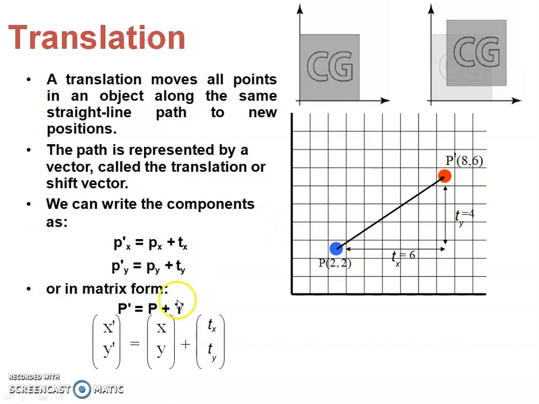Here we can represent this translation in matrix form, that is p dash is equal to p plus t. The matrix x dash, y dash is equal to the matrix x, y plus the matrix tx, ty. That is, we can say that translation is the straight line movement of an object from one location to another. Here it is moved from the origin to this point.